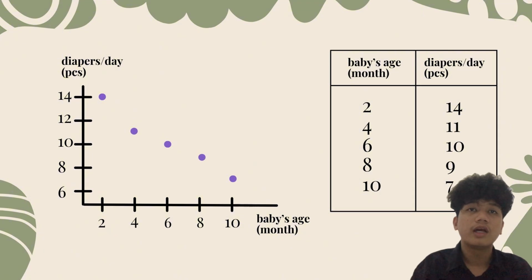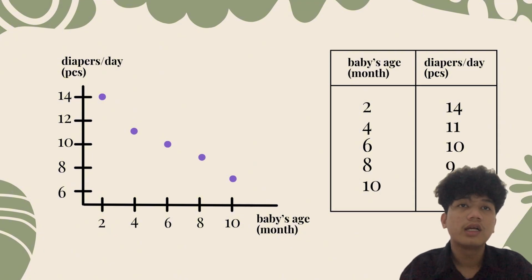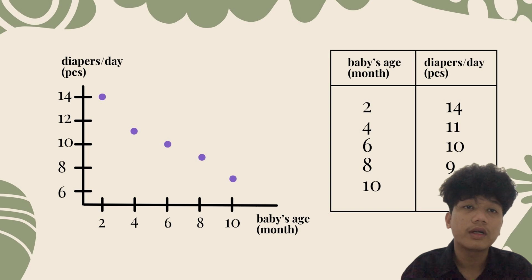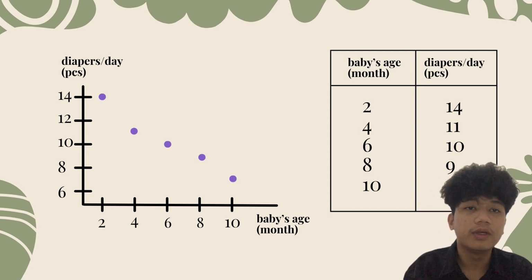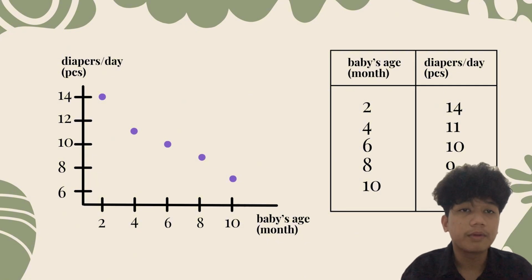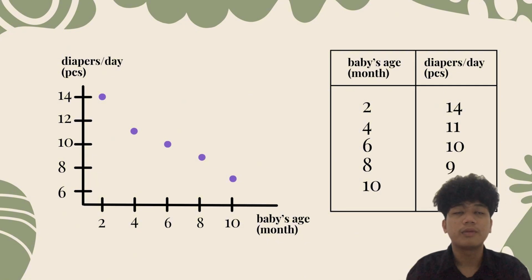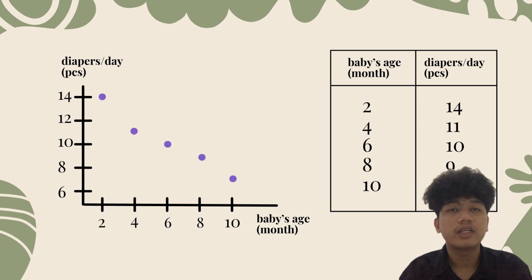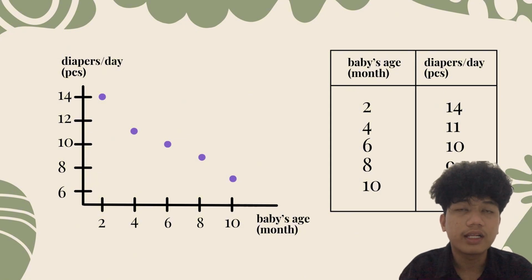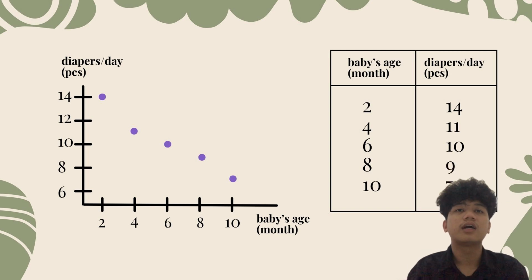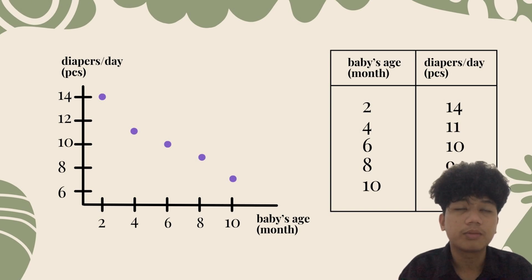For example, in a group of babies, data on their age and diaper use were collected. A 2-month-old baby used 14 diapers. A 4-month-old baby used 11 diapers. A 6-month-old baby used 10 diapers. An 8-month-old baby used 9 diapers. And a 10-month-old baby used 7 diapers.